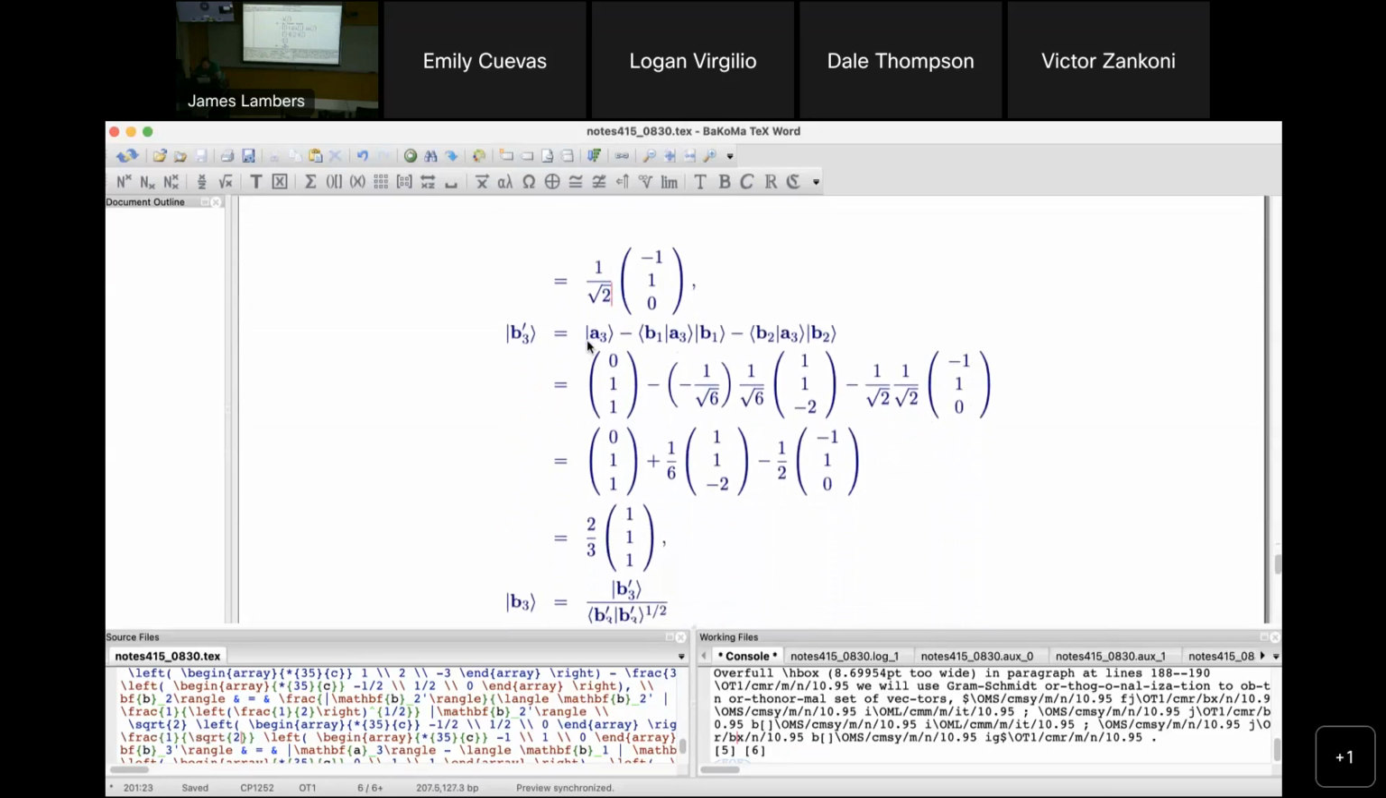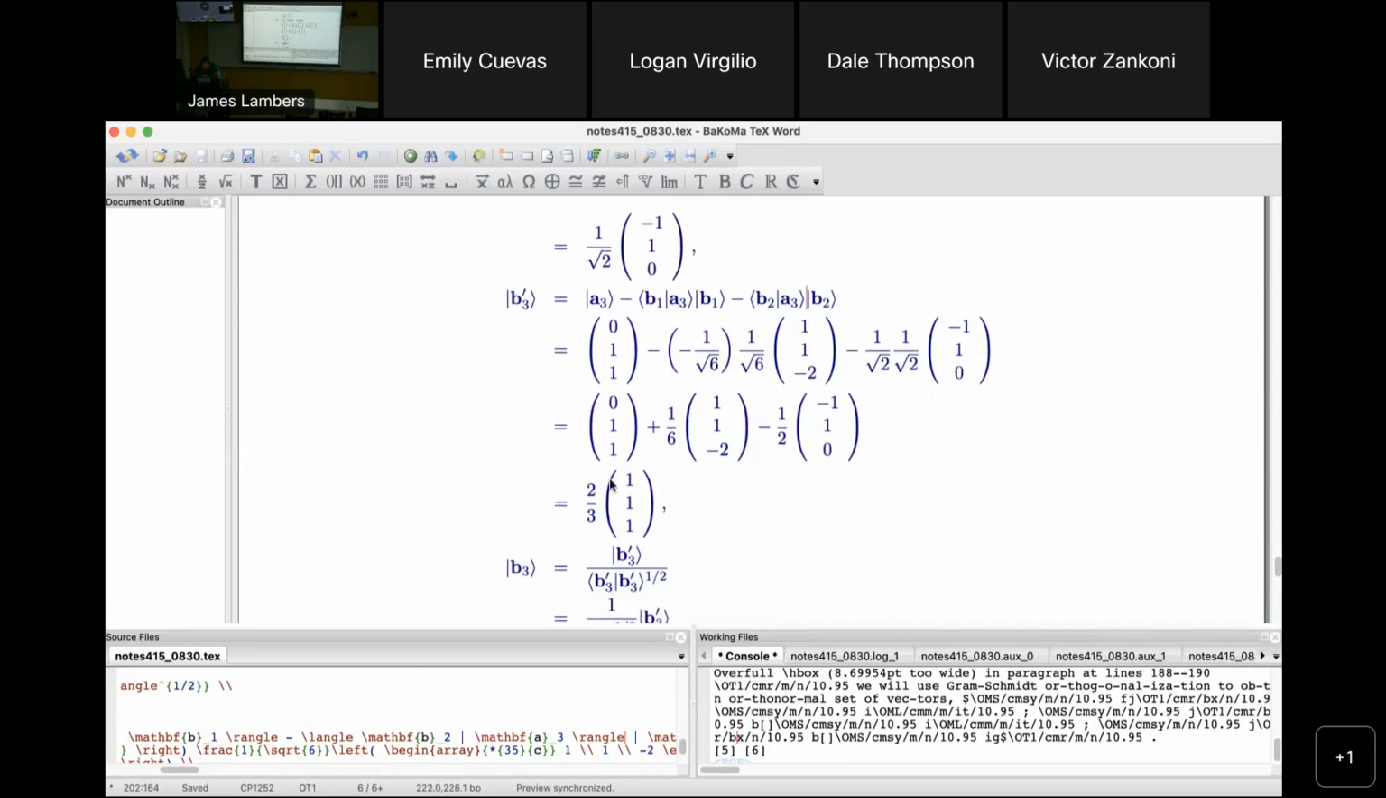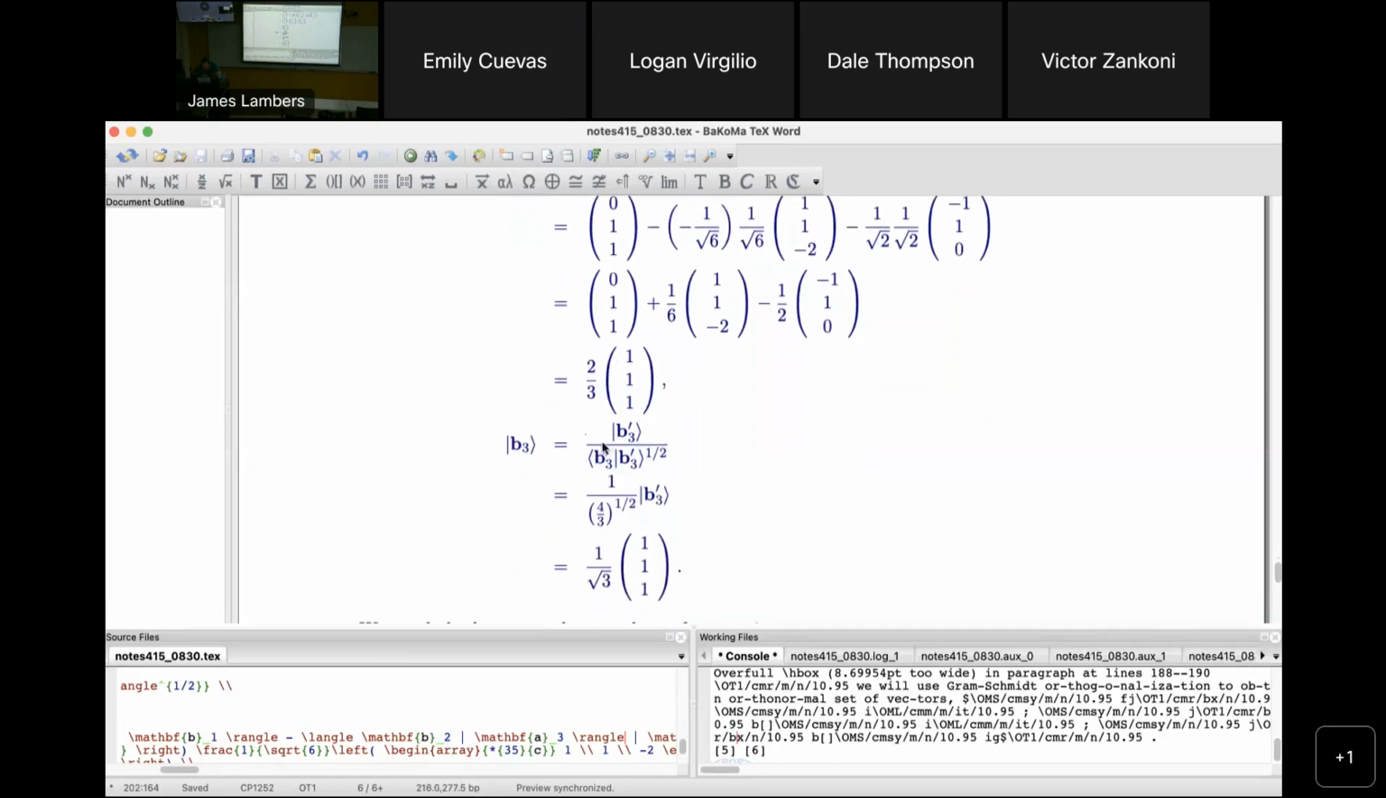And then the third vector, we have our third non-orthogonal vector. Subtract off these multiples of our previous orthonormal vectors, B1 and B2, as described by Gram-Schmidt. So I have these dot products to compute, B1 with A3, B2 with A3. And then work it out with vector operations. And this is our vector that is orthogonal to B1 and B2, which is not normalized. So then I do the same thing, divide by the square root of the dot product with itself, simplify as much as I can, and this is what I get.